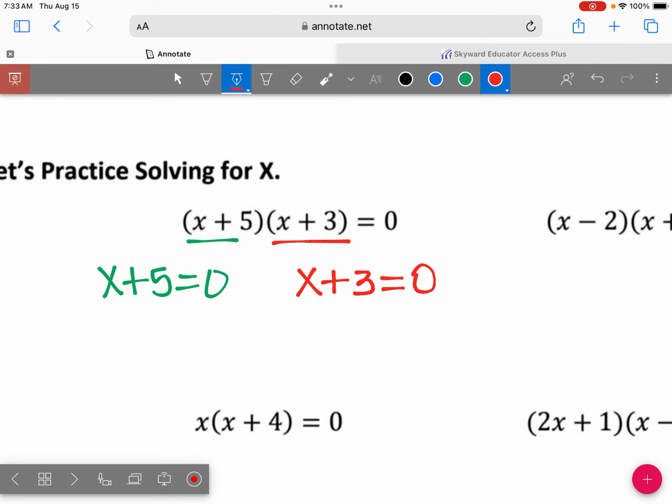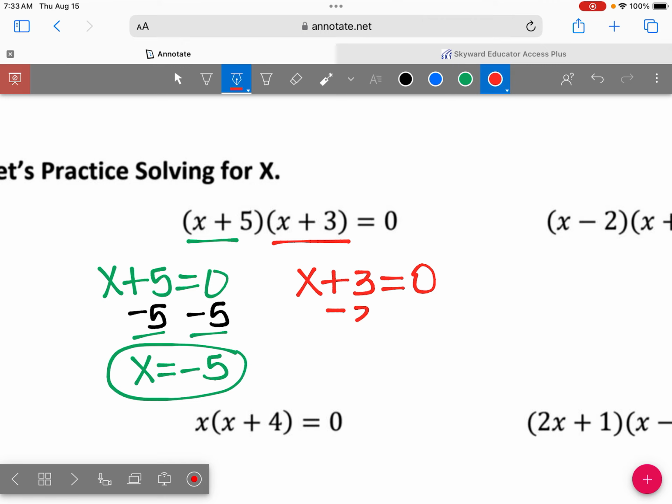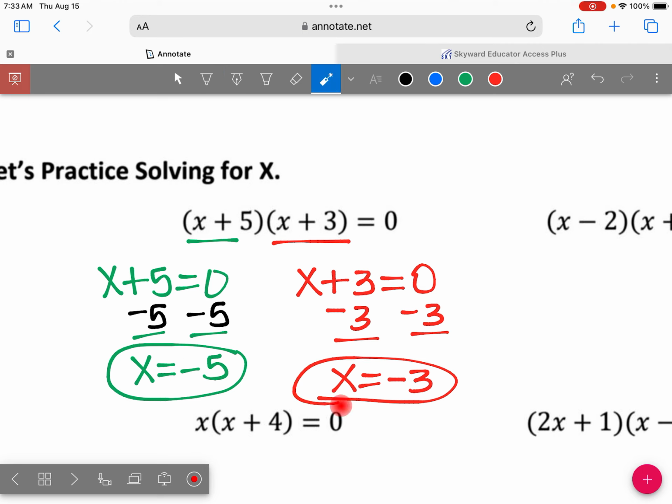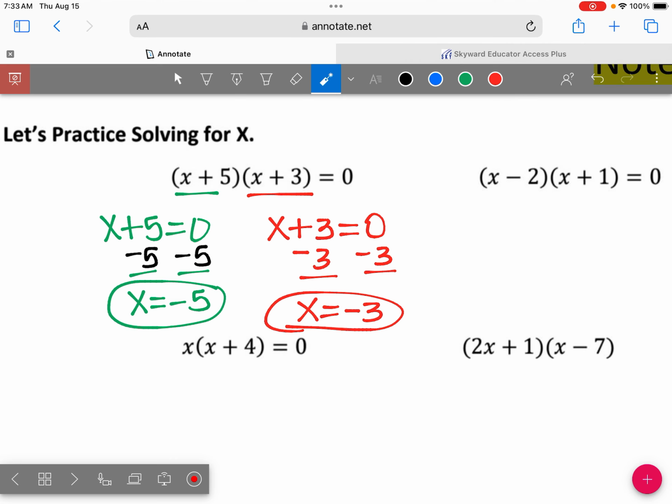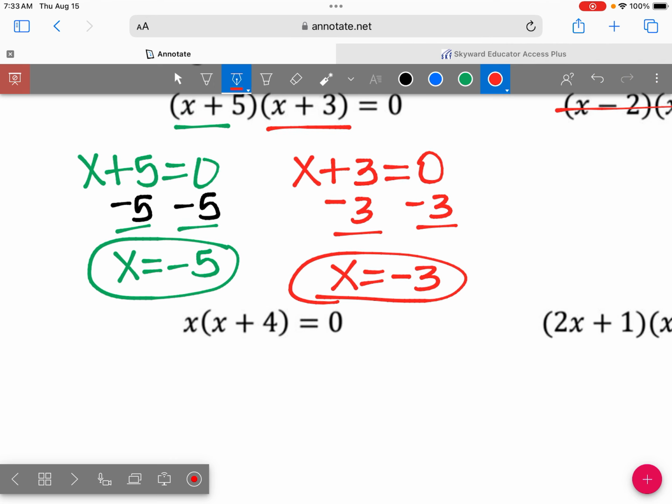So when you solve it, you would subtract the 5. So that would give you x equals -5. That's your first solution. And then for our second one, we would subtract the 3. And x equals -3. On a graph, these would be my x-intercepts. All right, I'm going to skip over this one because this is the same. Let's look at this one down here.